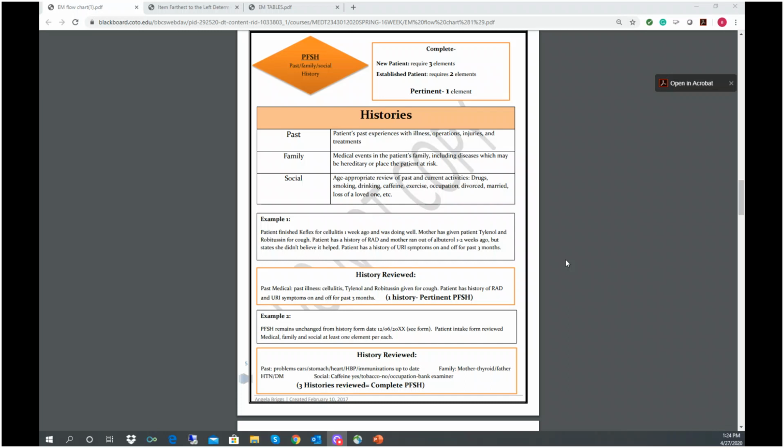Example 2: PFSH remains unchanged from history from date 12/6/2000. See the form, patient intake form reviewed: medical, family, and social, at least one element per each. So on that, they reviewed it. When the history was reviewed, the past problems were ear, stomach, heart, high blood pressure, and immunizations were up to date. Family: mother had thyroid, father has hypertension and diabetes. And social: caffeine yes, tobacco no, occupation is a bank examiner. So there are 3 histories.